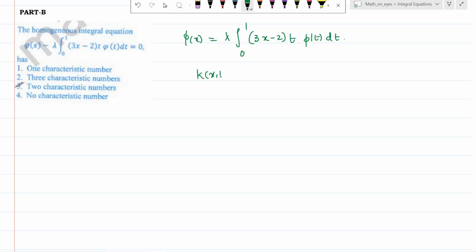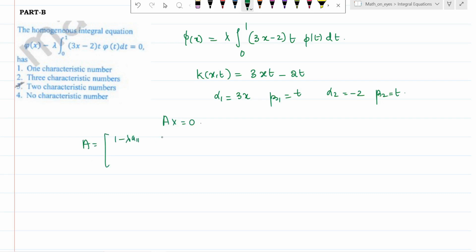Here k of x comma t is equal to 3xt minus 2t. So we find alpha 1 is equal to 3x and beta 1 is equal to t. Alpha 2 is equal to minus 2, beta 2 is equal to t. So we solve Ax equal to 0, and we find the matrix A. The matrix A is 1 minus lambda A11, minus lambda A12, minus lambda A21, and 1 minus lambda A22. This is a 2 by 2 matrix, where Aij is equal to integral from a to b of beta i of x into alpha j of x dx.